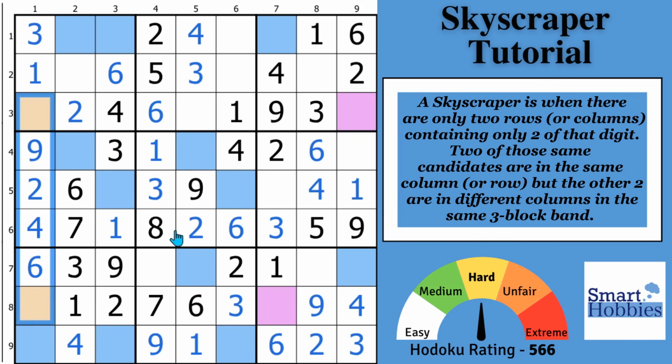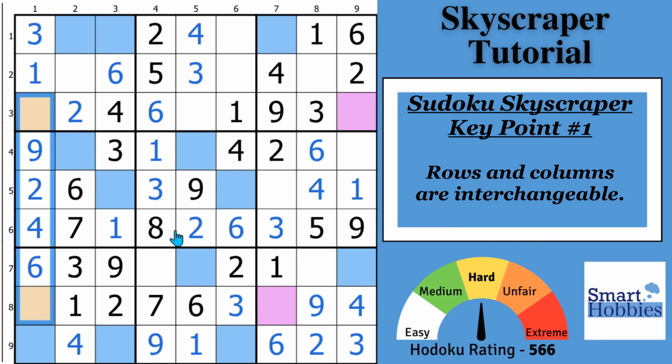2 key points here. First, the rows and columns are interchangeable for a skyscraper. So you could have a skyscraper where the base is a row, and then these go across 2 columns. Okay? And I'll show you that in my next example.